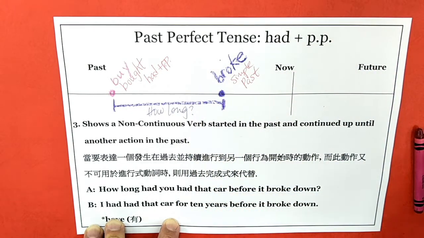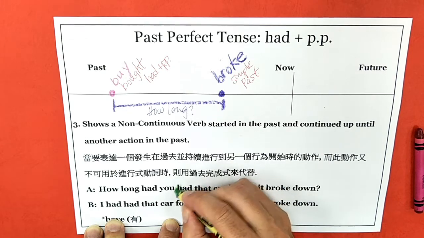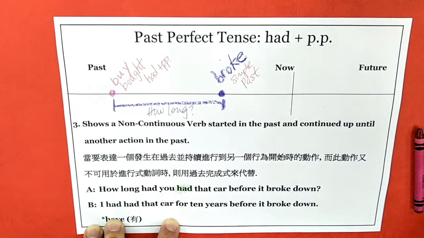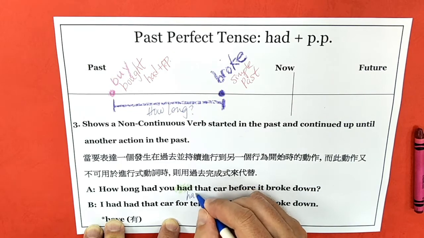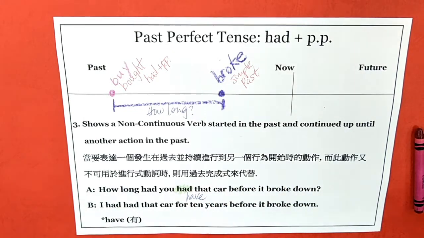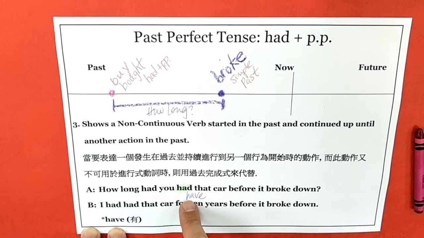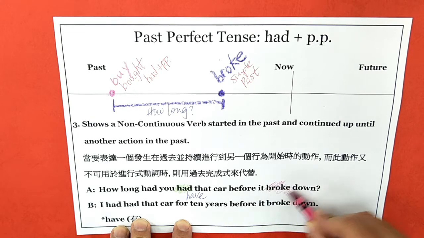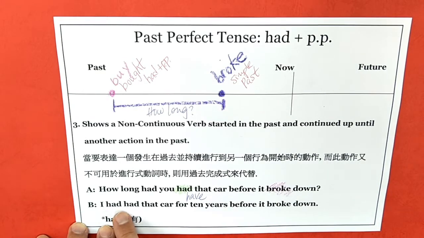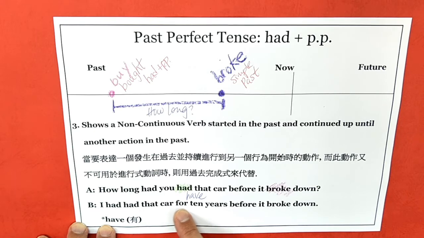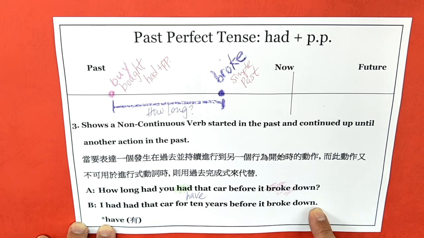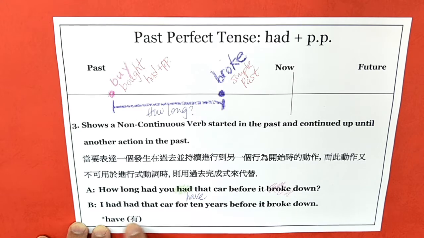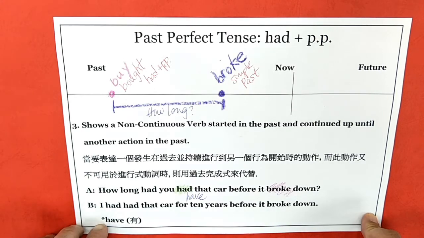The verb we have is have. Have does not have a progressive. I just said, I have a dog, not I am having a dog. So, how long had you had that car before it broke down? All right, see, it broke down, simple past, okay? I had that car for 10 years before it broke down. There's have, okay? All right, so very easy.